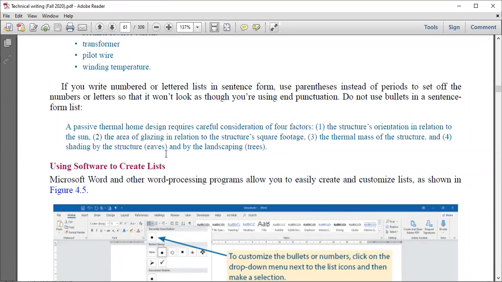So, what have they put in the parentheses? Numbered or lettered list in sentence form: use parentheses instead of periods to set off the numbers or letters so that it won't look as though you are using punctuation. So they have used parentheses over here to set off numbers. And of course, when you're talking about letters, it seems like this is the sub part of this. So they have put it basically in parentheses, right? Okay.